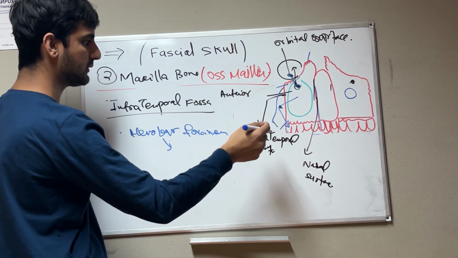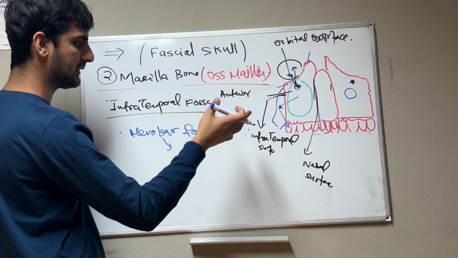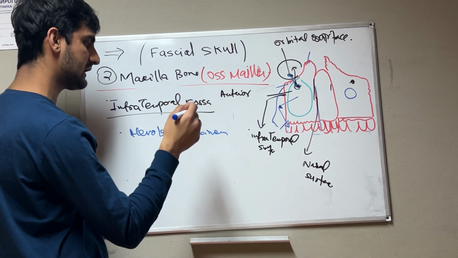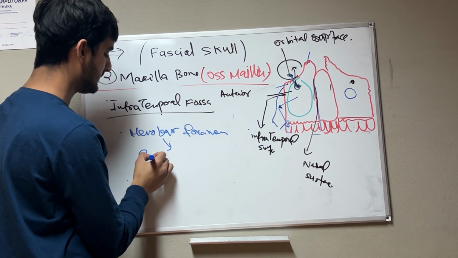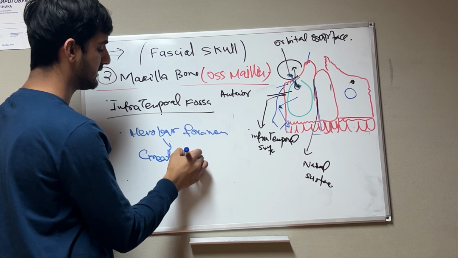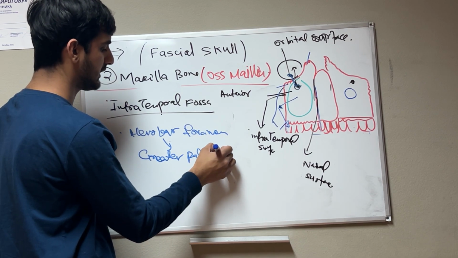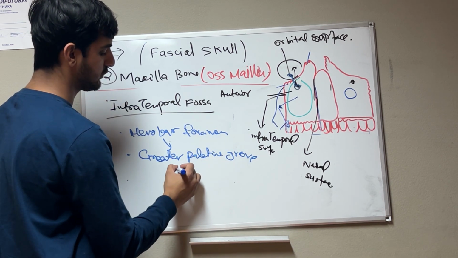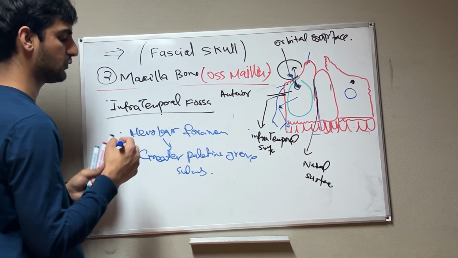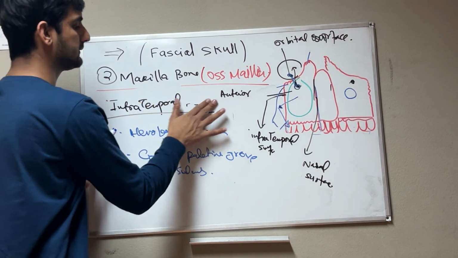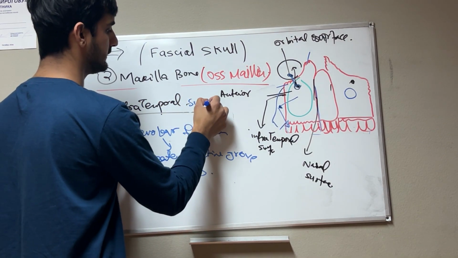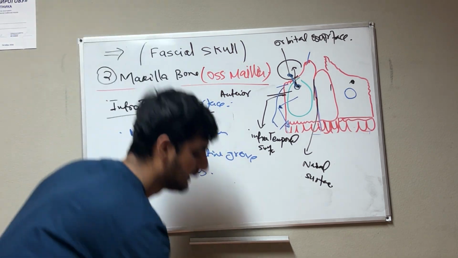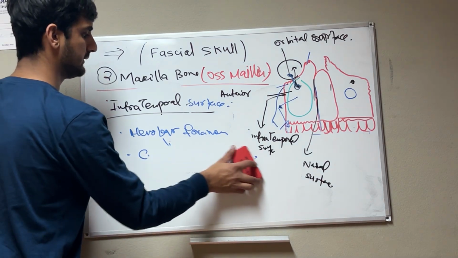Here, in the palatine process, we have the palatine bone. There we have the pyramidal process, and there we have the greater and lesser palatine foramina. It means the greater palatine groove or sulcus. These are the formations in the infratemporal fossa, on the infratemporal surface.